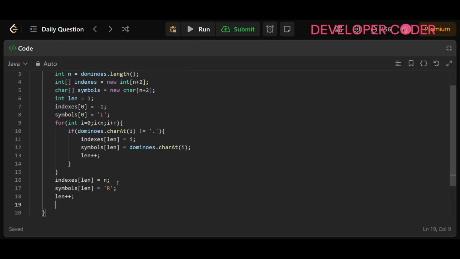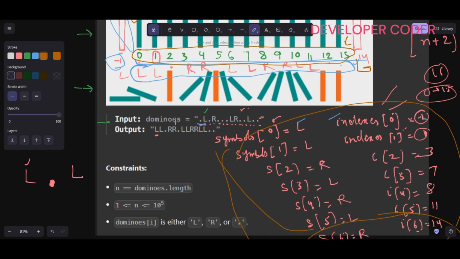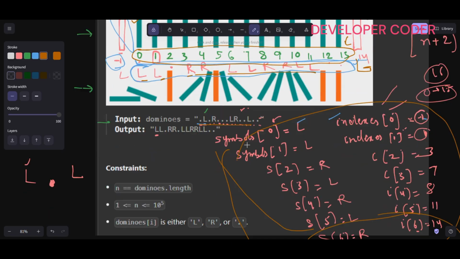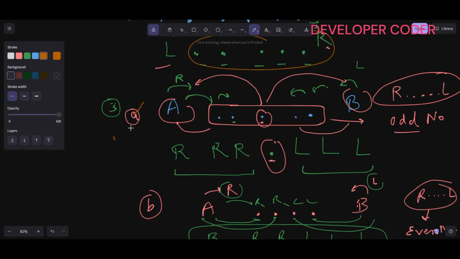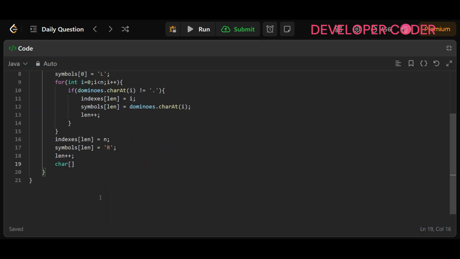Now we have created all this stuff, right? Now we just have to fill out all this stuff using these three base cases. This and this we have to ignore. LRR is not going to have any impact. So we only have to care about this case and these two cases, right? Now create one char array and write answer.